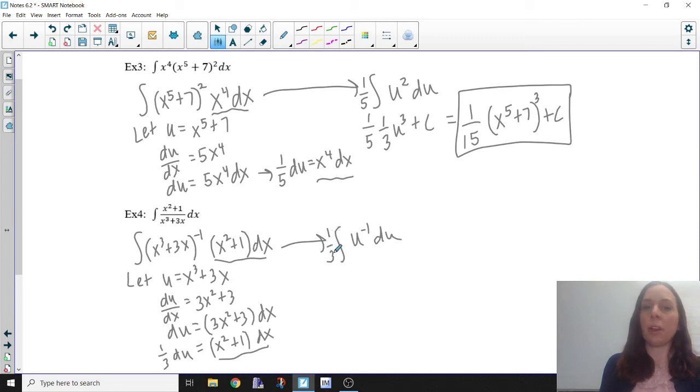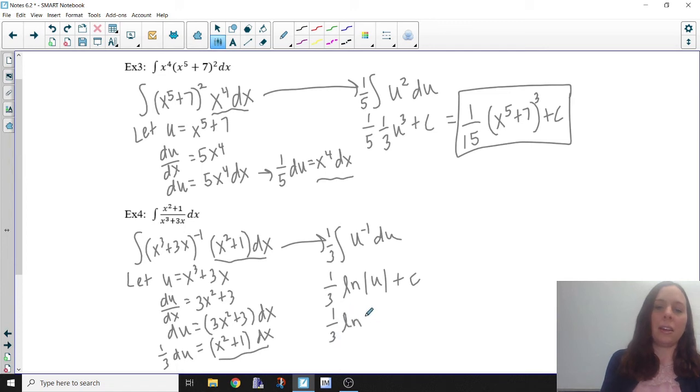Okay, that means we're going to have a 1/3 on our answer, and our answer will come from the antiderivative of u to the -1, which is the ln of u. Oh my gosh, I'm making so many mistakes. Okay, technically it's ln of the absolute value of u. We will talk about that at some point. Right now, just know that we're going to slap some absolute values on that. Okay, final answer, 1/3 ln of the absolute value of x cubed plus 3x plus c.